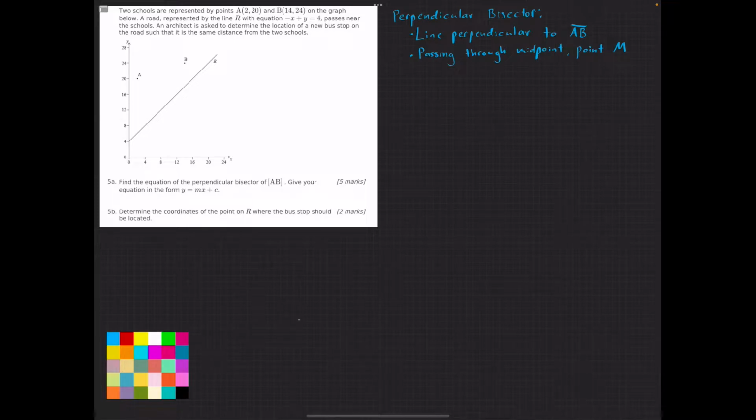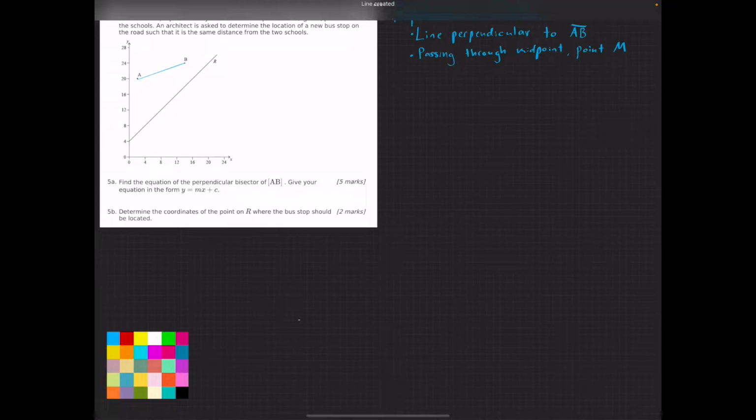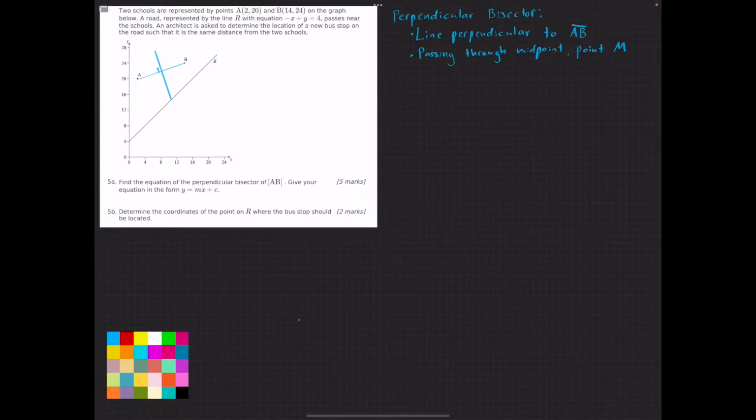Okay, so what are we talking about when we're talking about a perpendicular bisector? Well, we're talking about a line. Here is the line segment AB. It connects A and B together. The perpendicular bisector is going to be the line that goes right through the middle of it. So it's going to be perpendicular to the line segment, and it's going to cut it into exactly 2 equal halves. So what does that do for us?